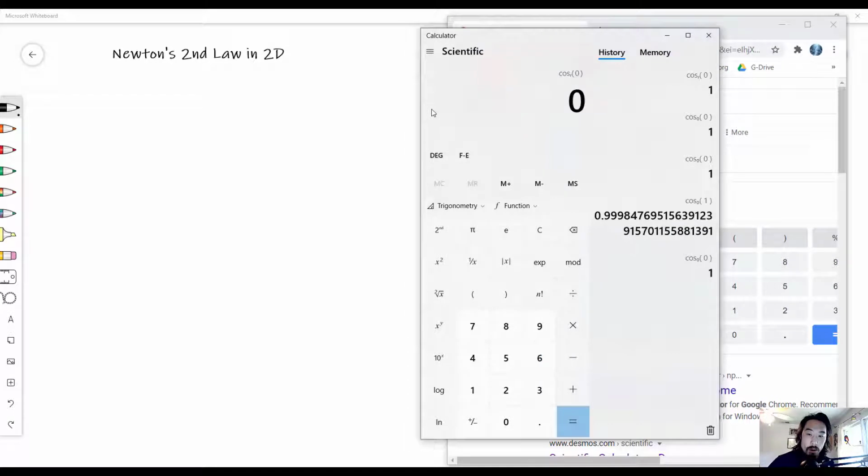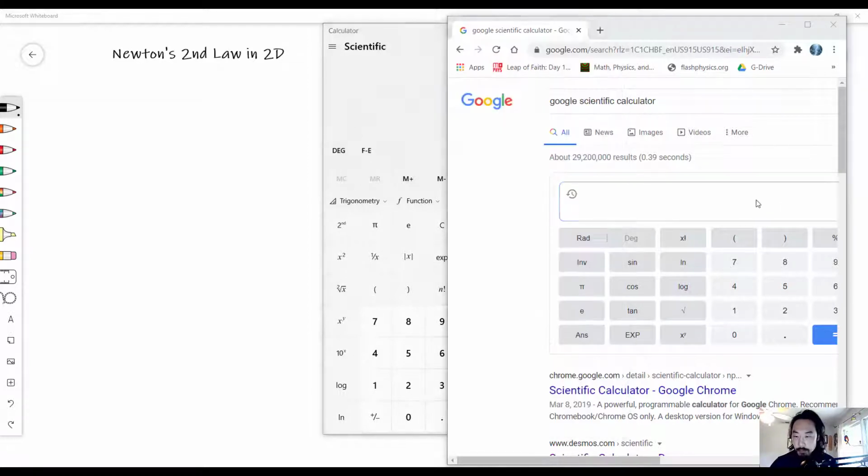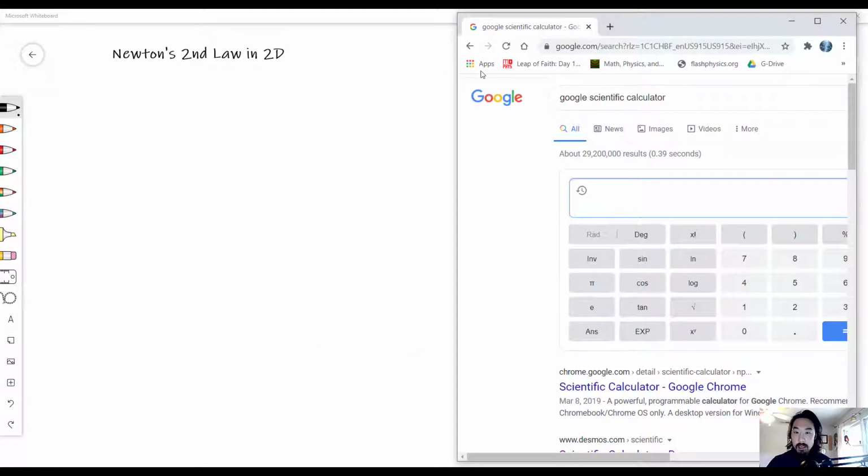Now you want to make sure, that's very important, you always want to be in degree mode. Oftentimes in math you will be in radian mode, but for physics we have to be in degree mode. If I go here to the Google one, when it first pops up, it should be in radian mode, so I'm just going to click the DEG for degree mode. Now I know I am in degree mode. Okay, you will need degree mode. Alright, so I'll minimize, put this over here.